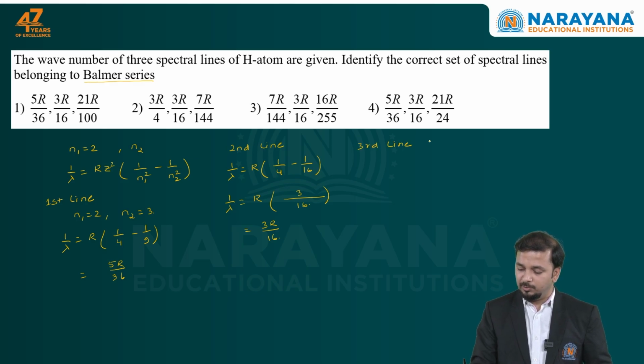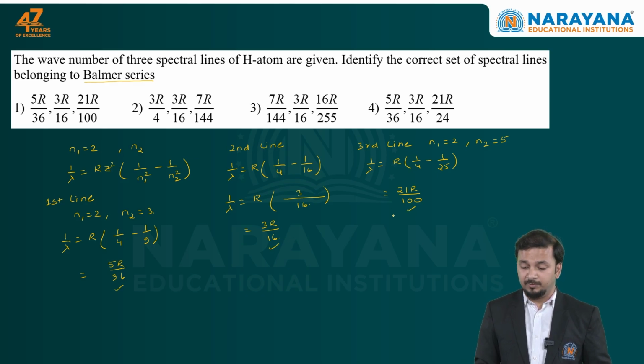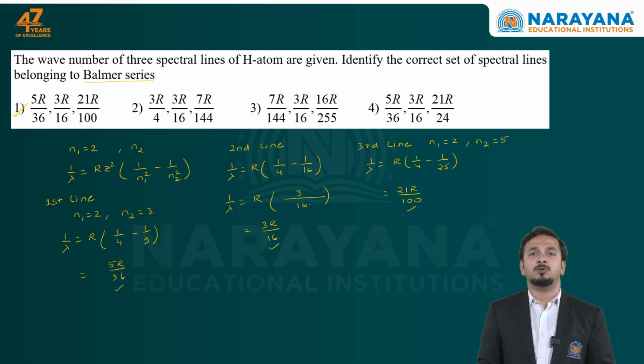For the third line, we know N1 is equal to 2, N2 will be 5. So if I substitute over here, it will be 1 upon lambda is equal to R into (1 by 4 minus 1 by 25). On simplifying this, it will become 21R by 100. So these are the wave numbers of the first, second and third lines of the Balmer series of hydrogen atom. So the correct answer for this question is option 1. This question again is a moderate level question because we have to do so much calculation in this.